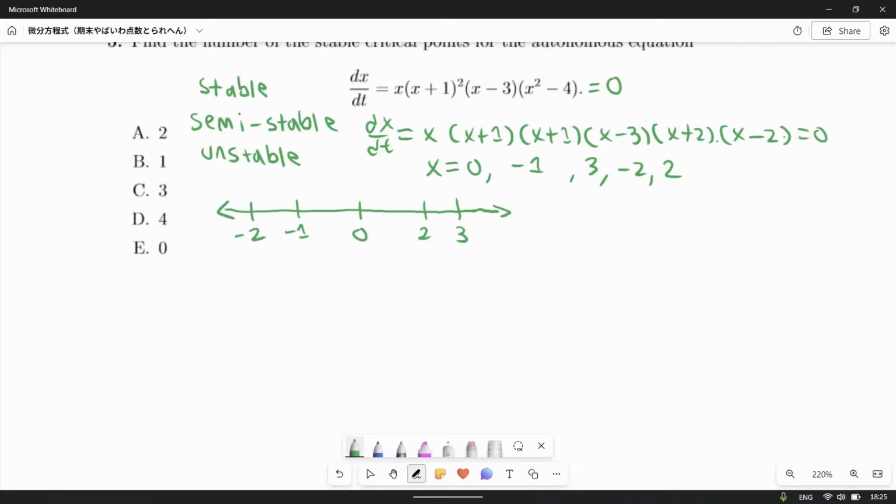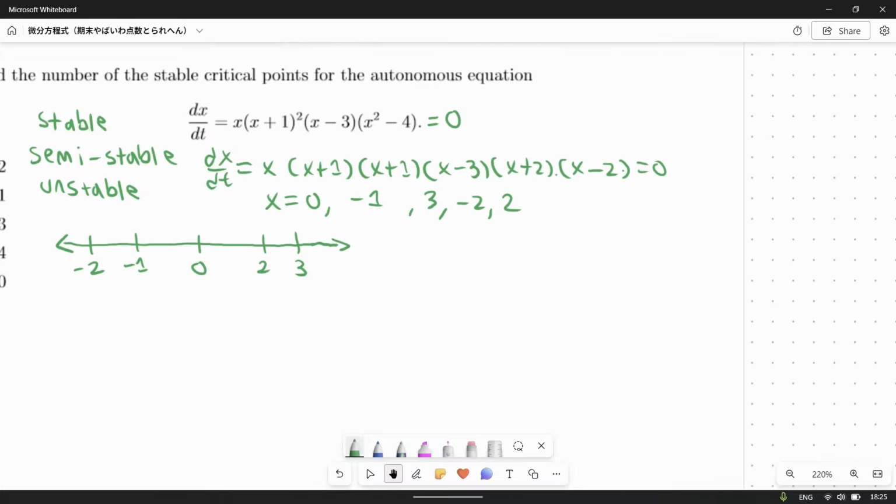The next thing we have to do from here is analyze the way the autonomous equation is going to behave around each critical point. Rather than using exactly the critical point, we have to look at numbers that are slightly below the critical point and slightly above the critical point. That's going to tell us whether that point is a stable or unstable point. I'm going to start with the lowest number. Since our lowest critical point is negative 2, let's say x is equal to negative 3.